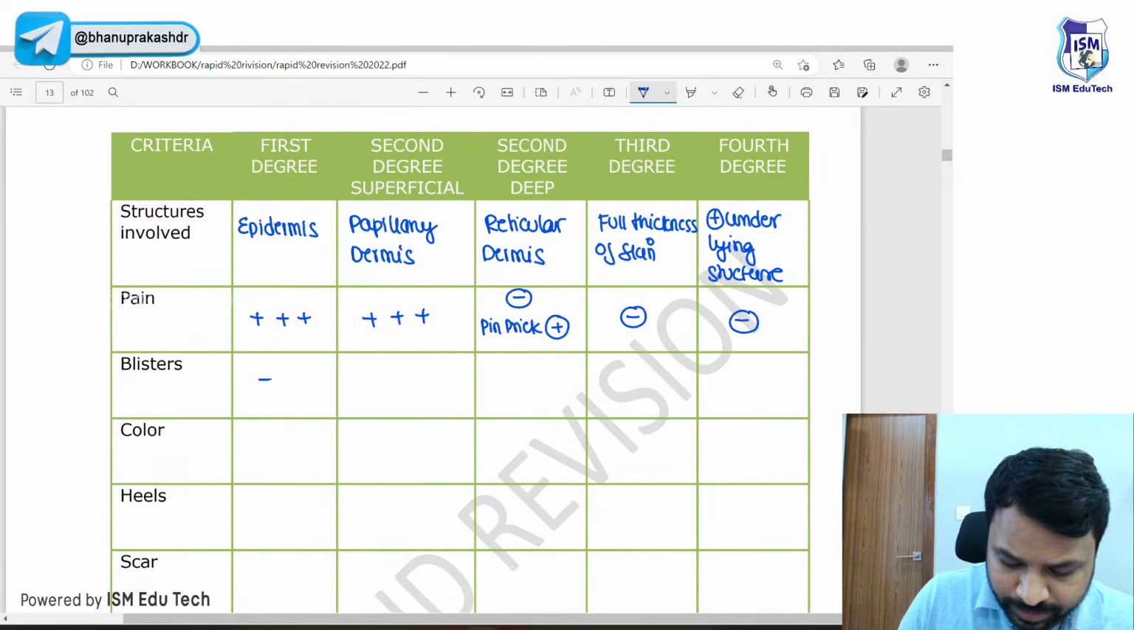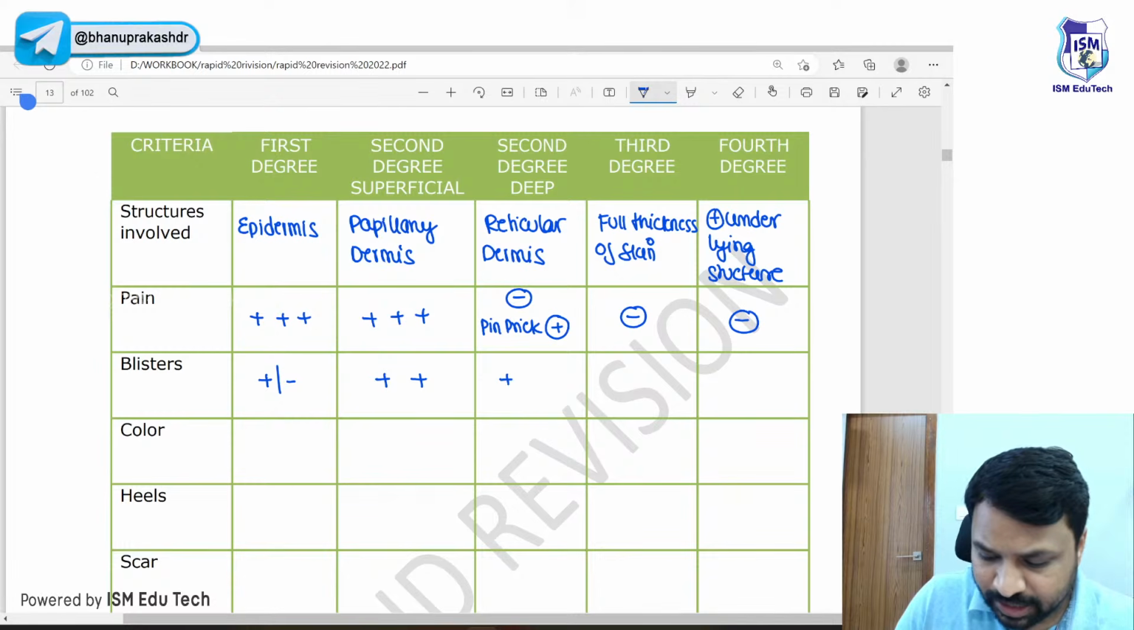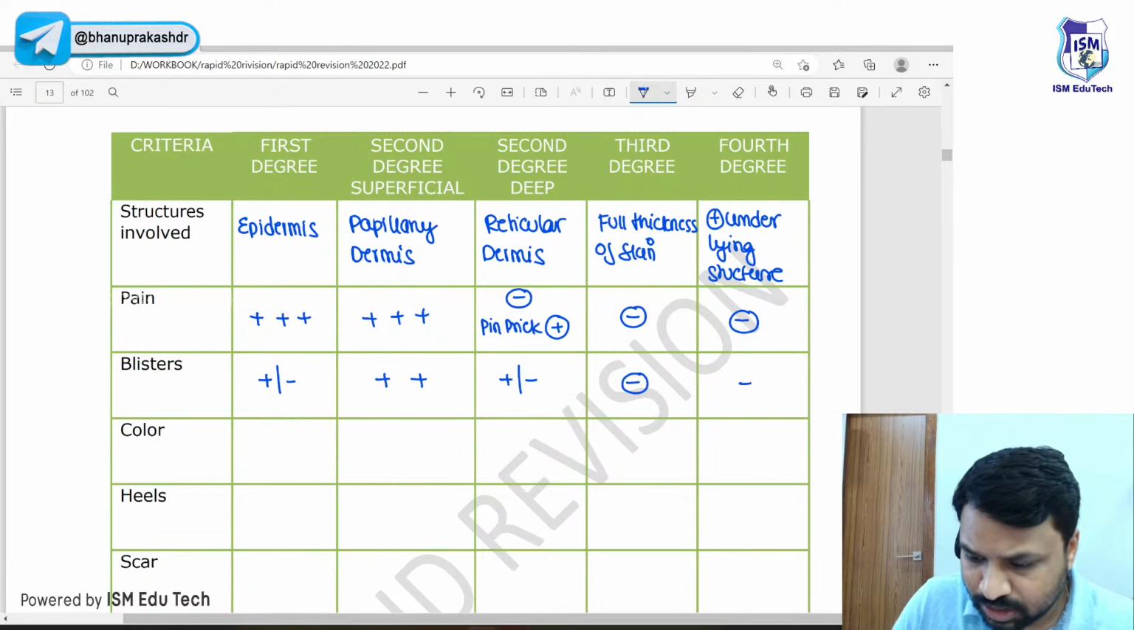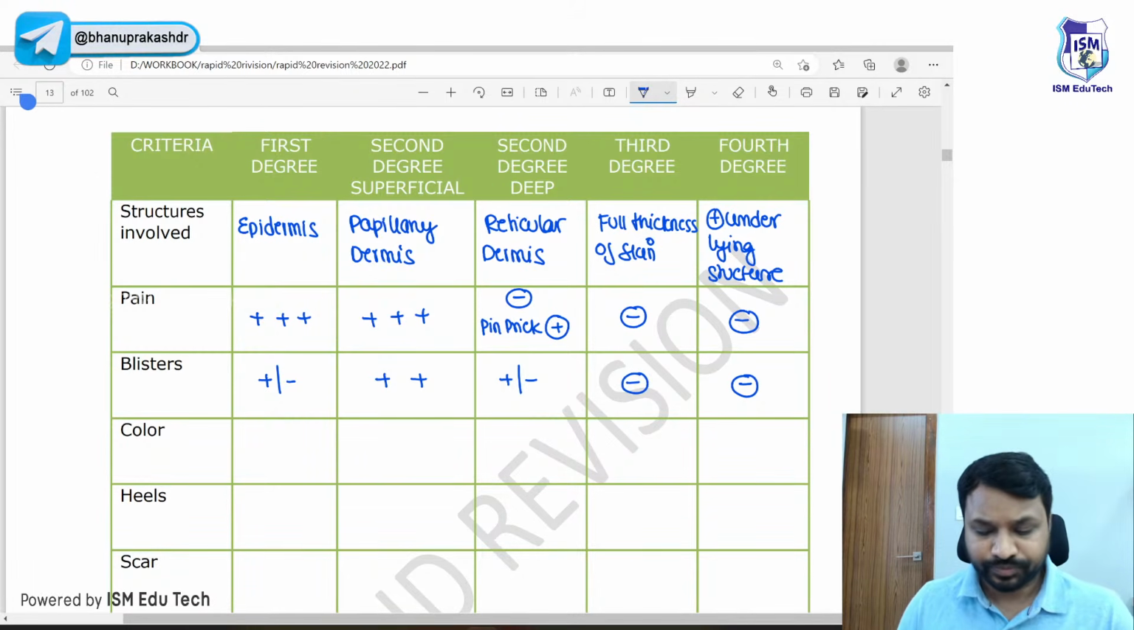The blisters may or may not be seen in first degree, but they'll definitely be found in second degree. Second deep may or may not. There are no blisters in third and fourth degree.